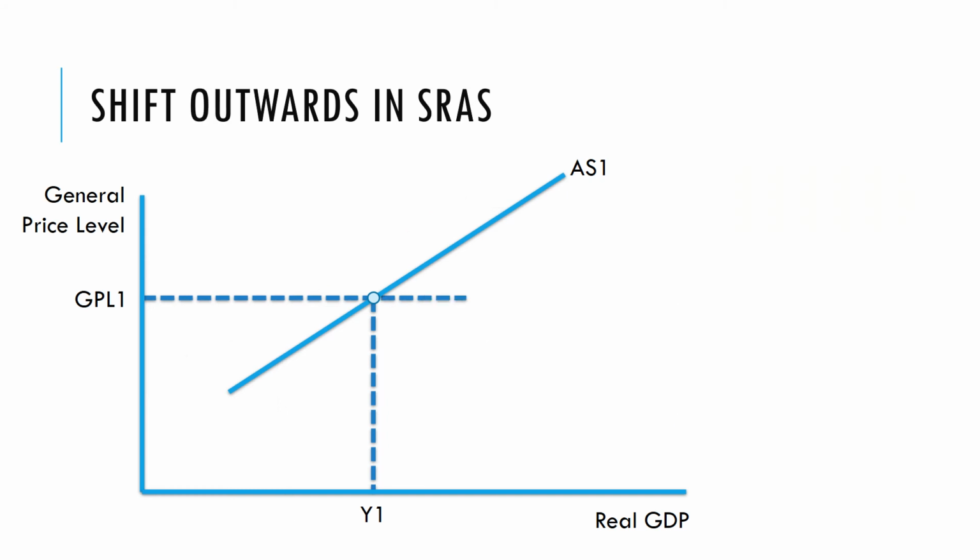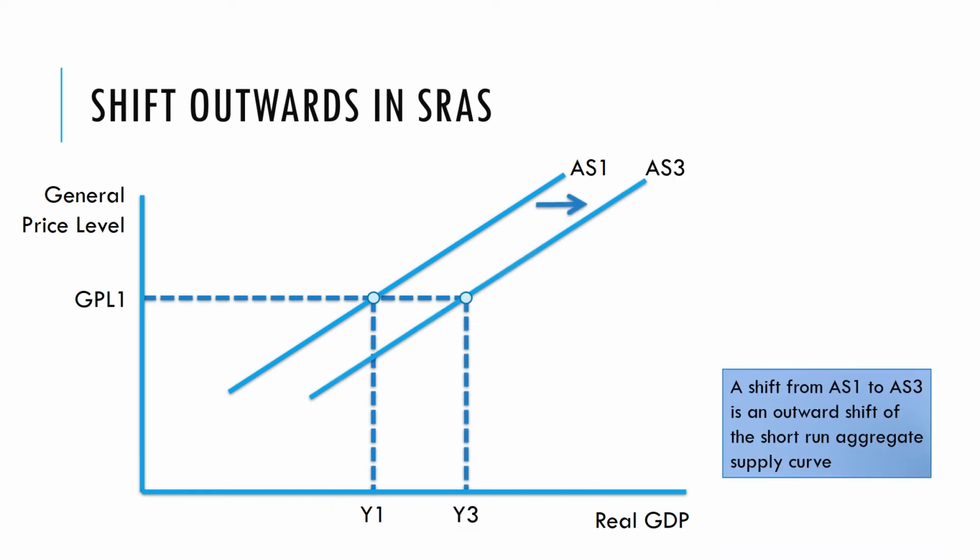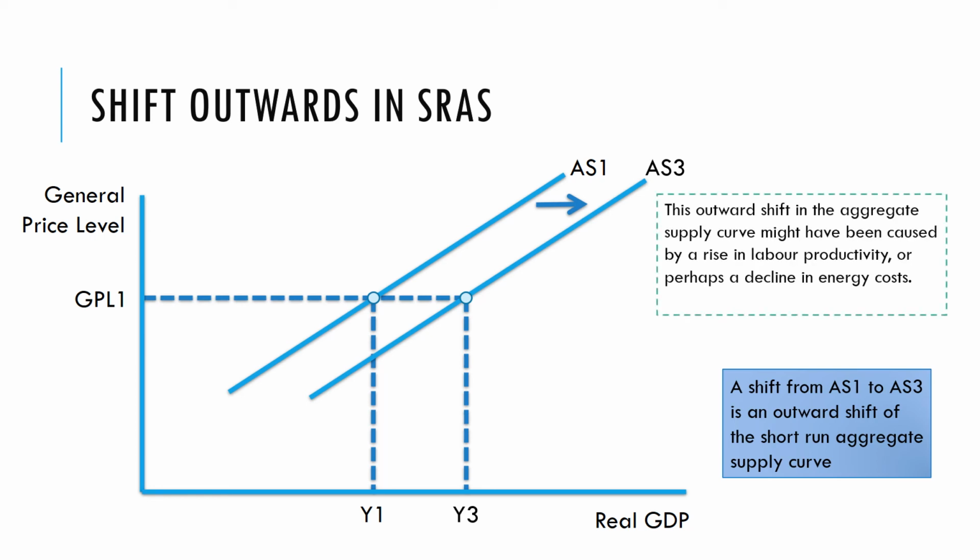Let's have a look at another example here. What might cause a shift out in supply? So we start off with an AS curve. A shift would be illustrated like this. And this might have been caused by perhaps a rise in labour productivity or perhaps a decline in energy costs.